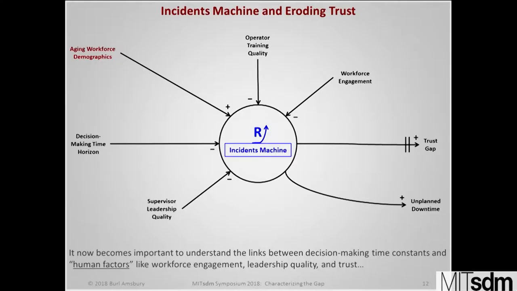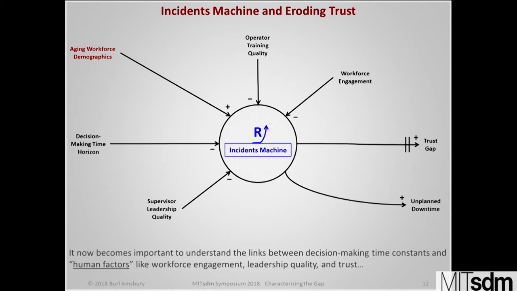At the same time, we have this spiraling situation of increasing operator errors, which, again, makes sense at the time to the people involved. Management tends to develop a distrust of the operators. What are those guys doing? So we have this bidirectional trust gap coming out of a three nested reinforcing loop of incidents. Incidents cause incidents cause incidents, and out of that comes a trust gap and unplanned downtime.